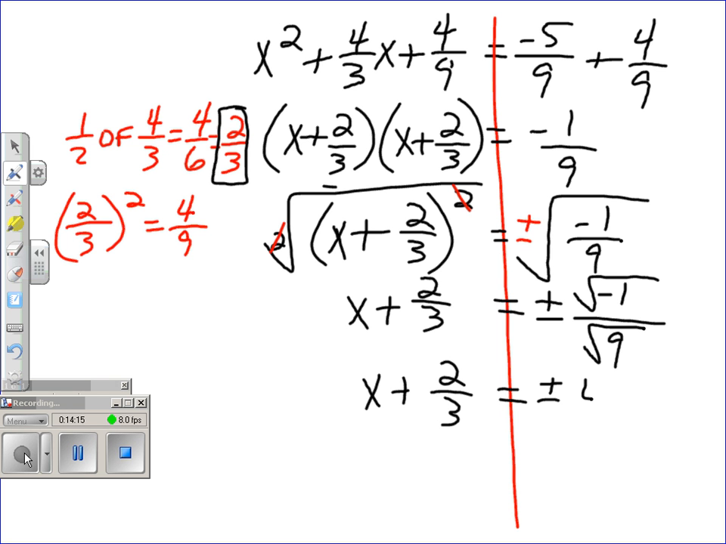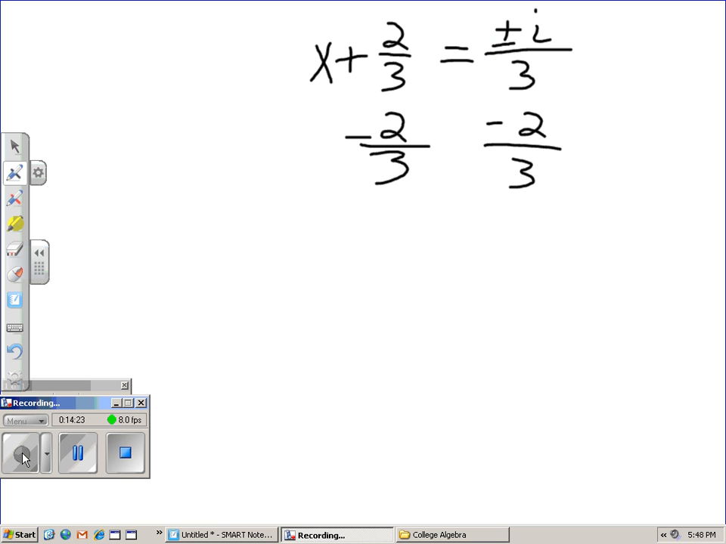Square root of -1, you guys remember you can't do square roots of a negative number, but we do have that defined as i for imaginary. Square root of 9, we can do that. Square root of 9 is just a regular 3. All right, and so I have x plus 2 over 3 equals plus or minus i over 3. You can put that plus or minus like halfway up the fraction, or you can put it on top with the i. Either way is fine.